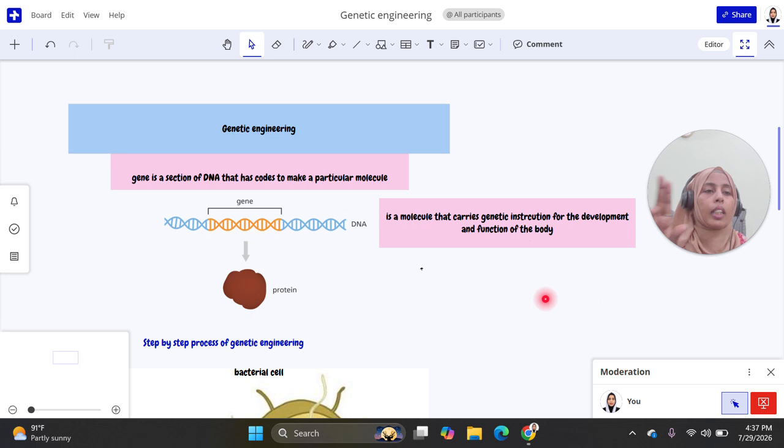Human insulin and the cow's insulin are not the same. There must be some difference. So now genetic engineering gives us the technique to make human insulin in large quantity. Previously, when we were extracting the insulin from the cows and the pigs, it was quite expensive because of the low production. Right now, it's easily available and in a cheaper price. Right. So now come to the process.